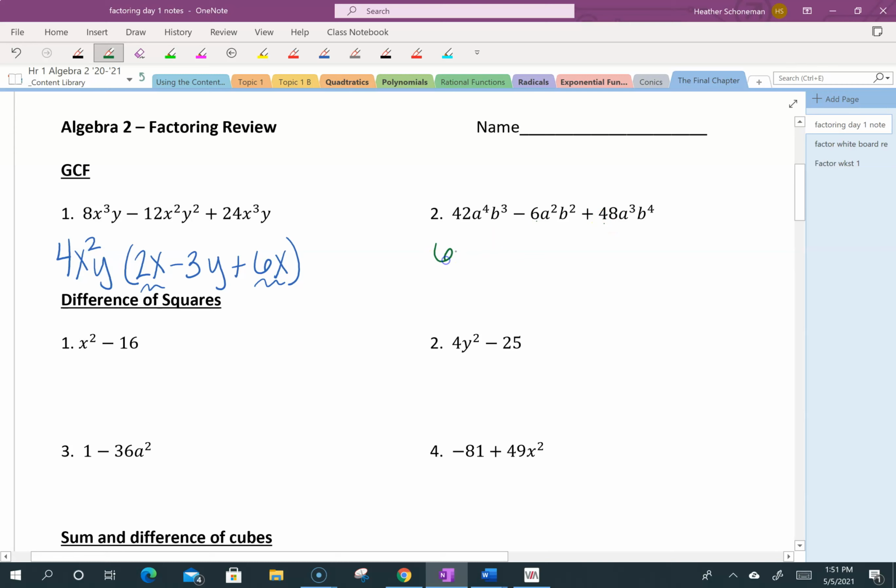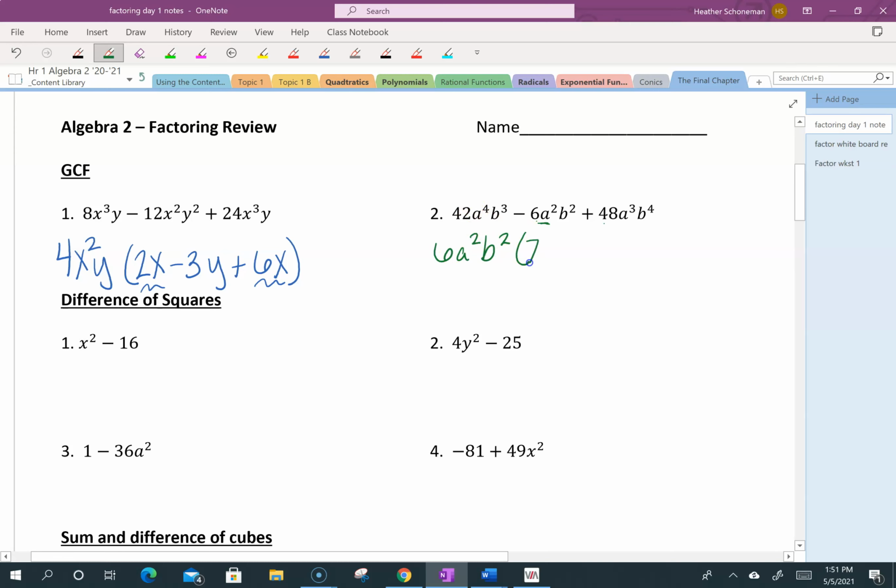Okay, on number 2, the greatest common factor that you can divide into all 3 of those numbers is 6. For the a's, you can take out 2 of them. Remember, they each have to have that variable, and you can't take out more than anyone has. So this one has the least, that's how many you can take out, because this only has 2 a's to give. You can't take out more than that. You can take out 2 b's.